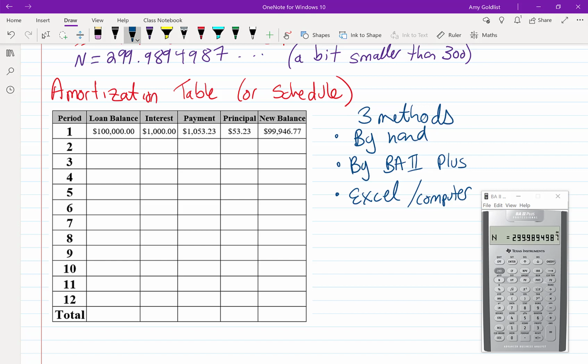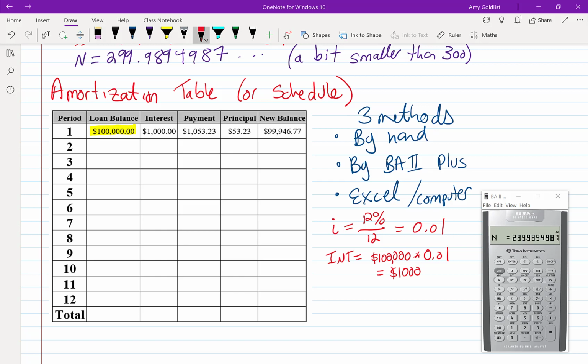We are not going to do this whole thing because I, for one, do not have the patience. At the beginning, we owed $100,000. We put that here under loan balance. The interest that we paid on this was $1,000. I found that by remembering that i is 12% over 12, which equals 0.01. So the interest of the first month is going to be the balance times i, which is $1,000.